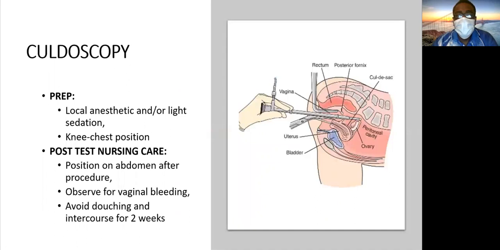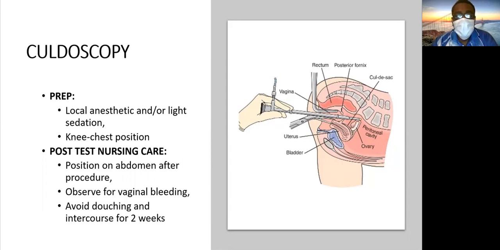So one test we can start with in our reproductive tests will be colposcopy. Here you want to visualize the ovaries, the fallopian tube, and the uterus, and you're using a lighted tube. You can see this tube has a light at the tip, which is inserted into the vagina and through the cul-de-sac. Prior to testing, local anesthetic may be used or light sedation, and the patient is kept in a knee chest position during the procedure. At the end of the procedure, you want to position the patient on her abdomen.